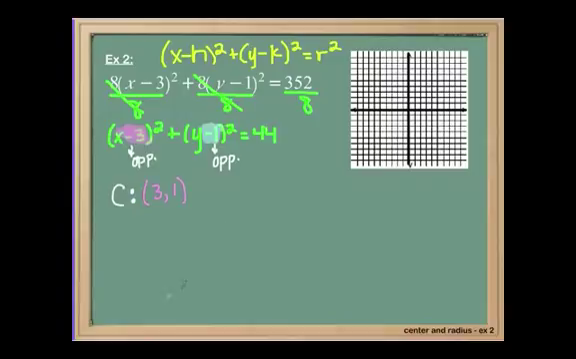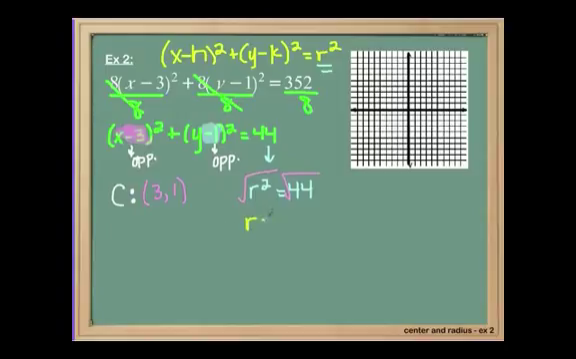Next, we want to make sure we find the radius. Well, we know that 44 is giving me the value for r squared. So I'm going to set up my equation. R squared has to equal 44. Once again, in order to find our radius, we have to take the square root of both sides. So we get r equals the square root of 44.